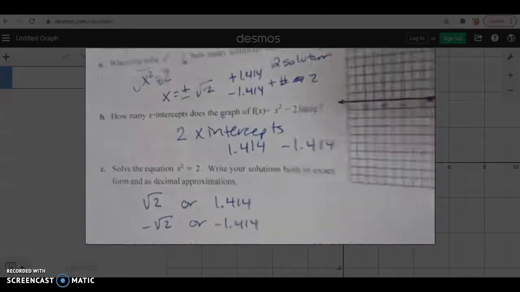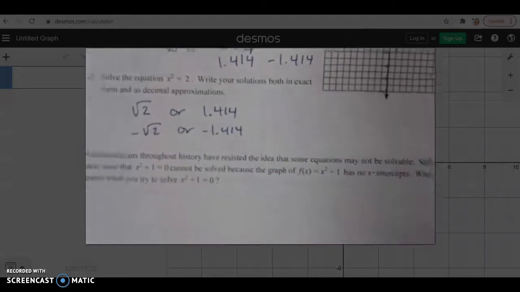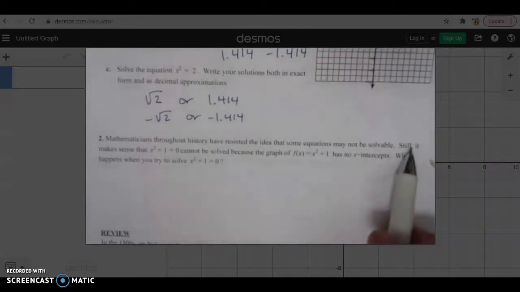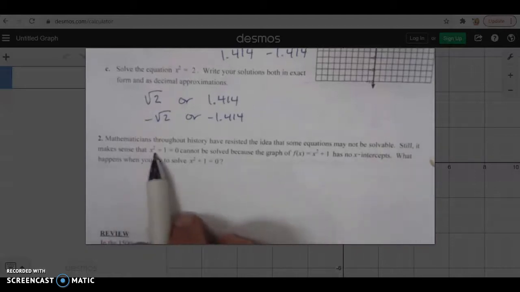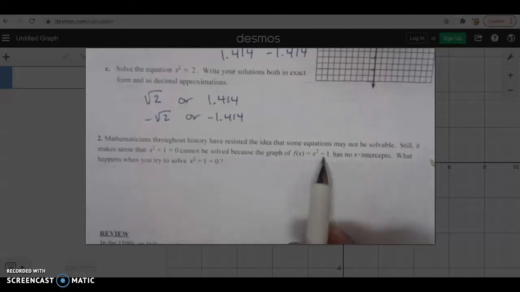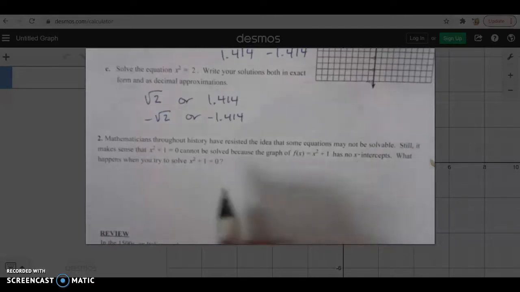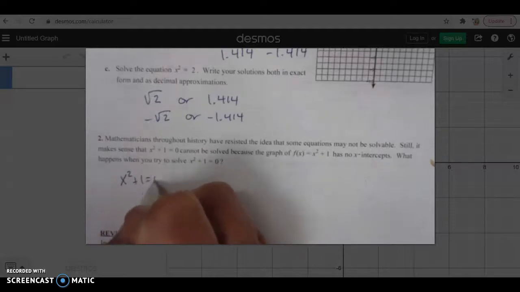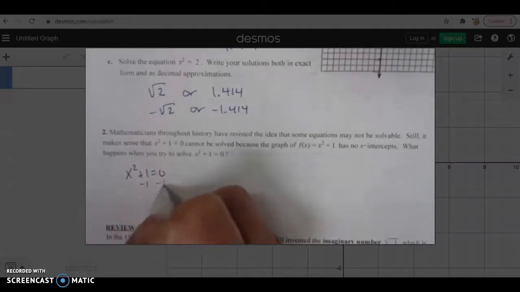Okay. So mathematicians throughout history have resisted the idea that some equations may not be solvable. Still, it makes sense that x squared plus 1 cannot be solved because the graph of x squared plus 1 has no x-intercepts. So let's see what happens. x squared plus 1 equals 0. When we subtract 1, we get x squared equals negative 1.